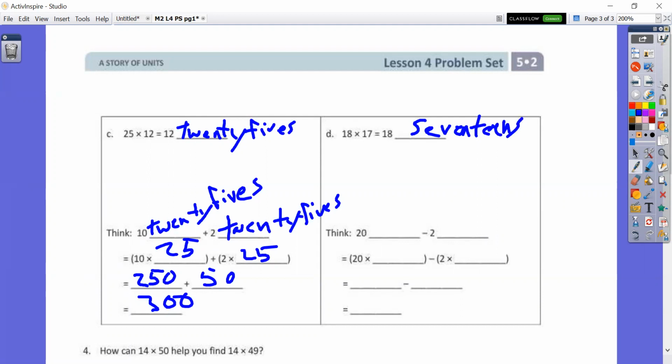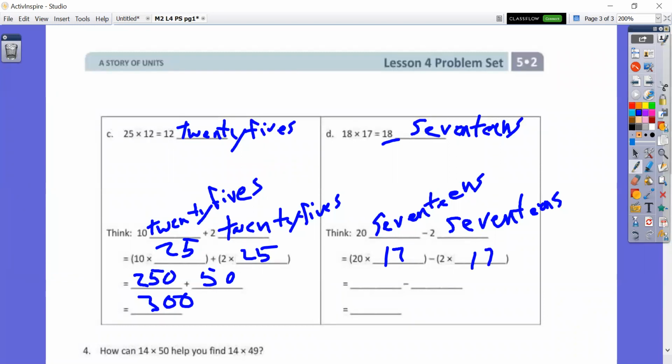So what's the easiest way to go for 18? Well, it's to go to 20, right? So 20 17s. But that's 2 more 17s than 20, so we have to subtract those 17s. And 20 times 17, and we're going to subtract 2 groups of 17. Well, 2 times 17, if I doubled 17, that would be 34. So 2 tens times 17 is going to be 340.